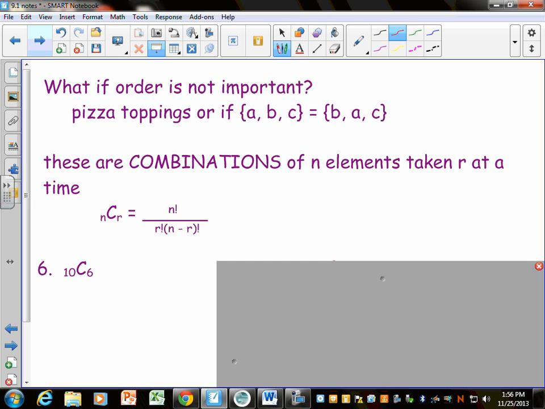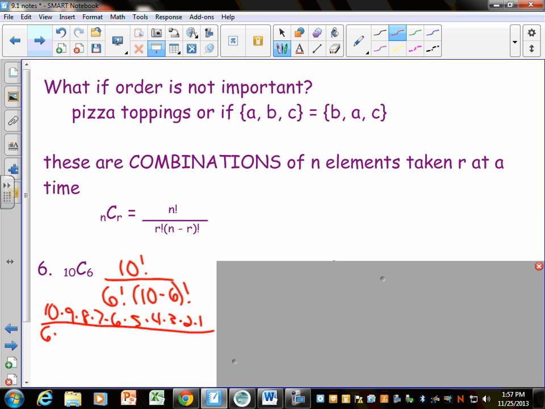So this is like 10 choose 6. So I'm going to take 10 factorial over 6 factorial and 10 minus 6 factorial. And again, these numbers are going to be pretty small. I can do this without a calculator because a whole lot of stuff's going to cancel out. 10 minus 6 is 4. So again, I could cross out everything from 6 down because 6 factorial is on the top and the bottom.